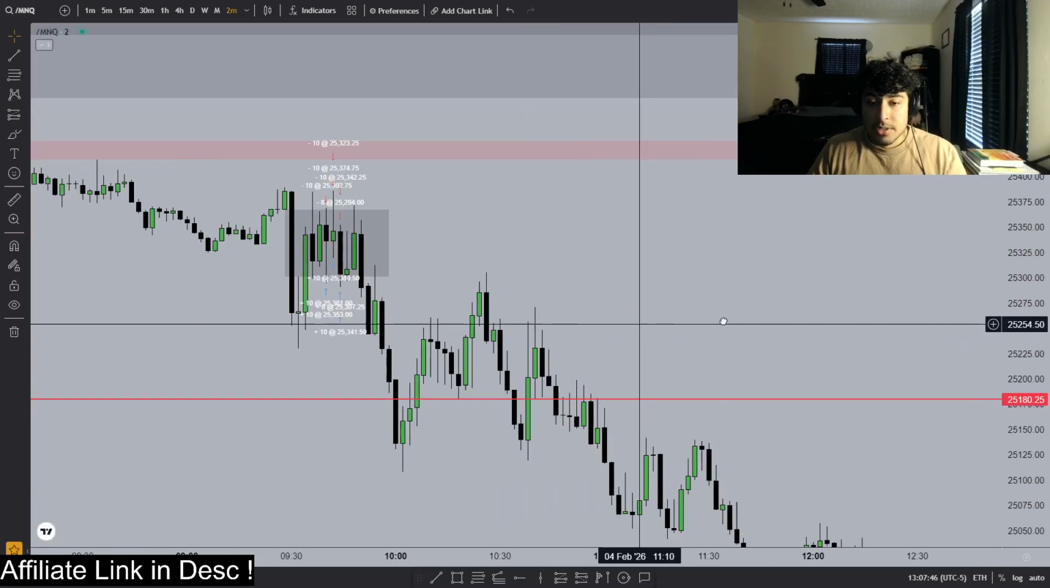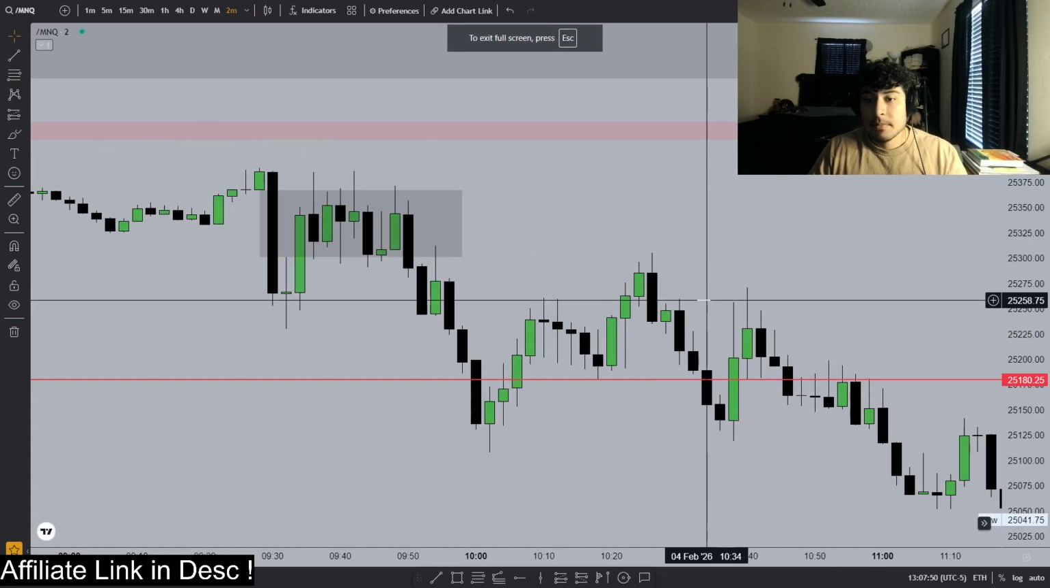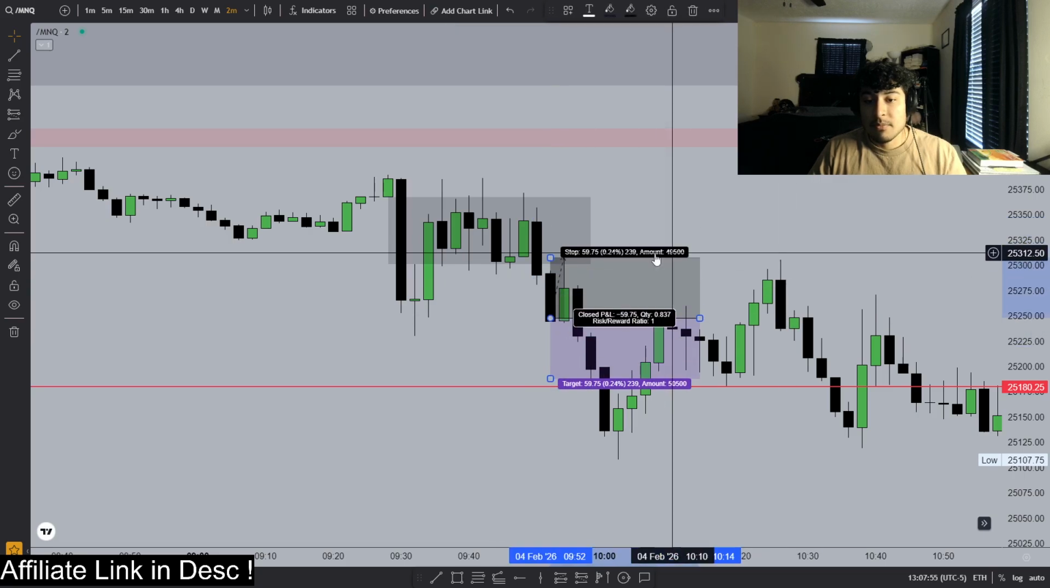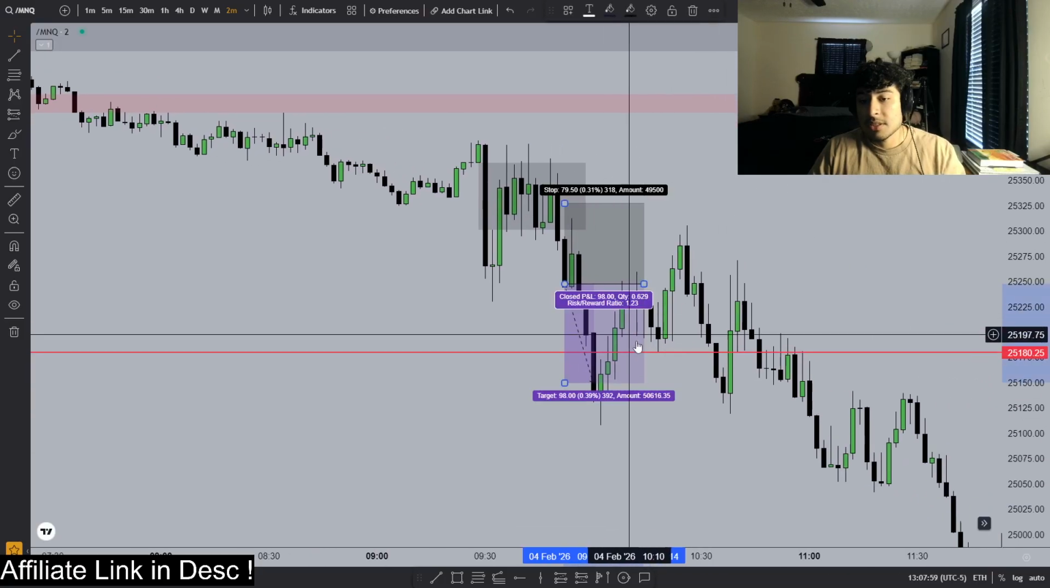Where was the good entry? The 2-minute time frame. Let's take this off though. The 2-minute time frame. Entry right here. Even then, this one would have been perfectly fine. Right here, like that. You would have still got hit.